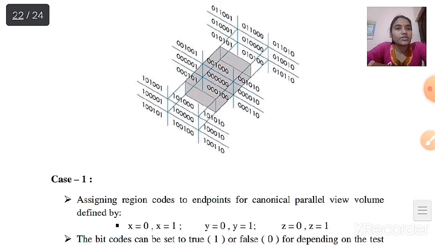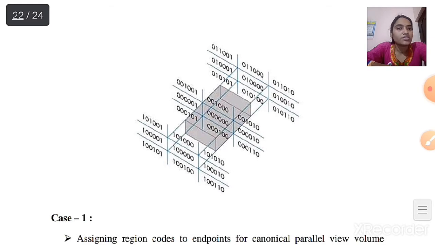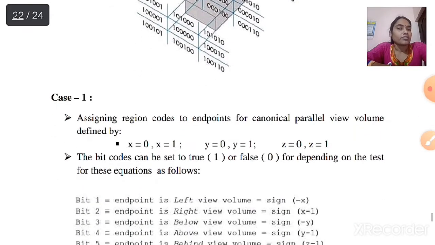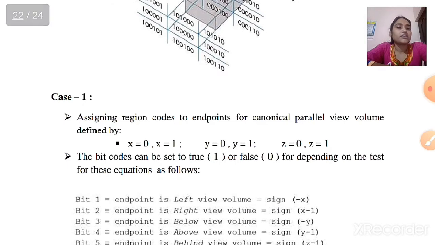Here all the codes and all the regions are clearly mentioned. In this way we have 27 region codes, whereas in 2D there are 9 regions, but here 27 region codes are there. So how can it be tested, let us discuss. Case 1. First assign the region codes to the endpoints of the canonical parallel view volume defined by x equal to 0 and x equal to 1, y equal to 0 and y equal to 1, z equal to 0 and z equal to 1.